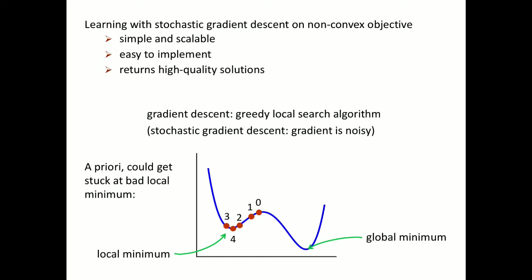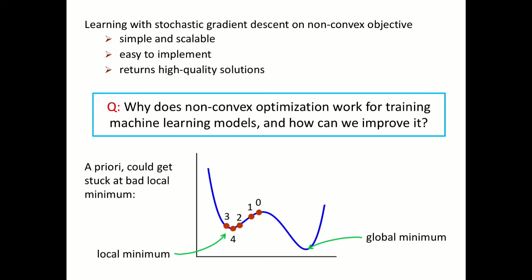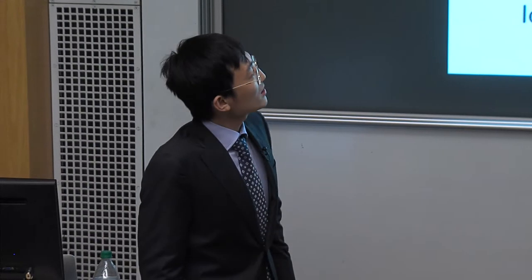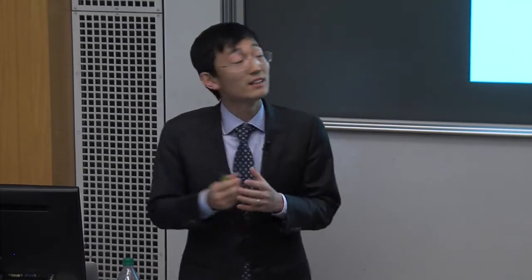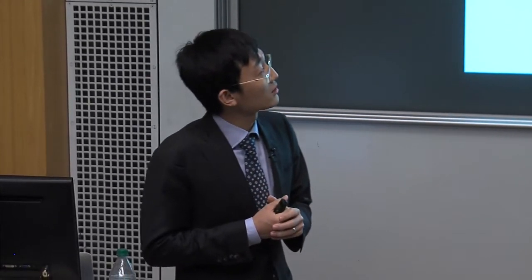So this is why I'm very interested in answering the question of why non-convex optimization can work so well on training so many machine learning models, and how we can improve it by making it more powerful and applicable. So in this talk, I'm going to discuss 2 ideas along this line. One of them addresses the question of why, and the other is more about addressing the question of how we can make it more powerful and applicable.